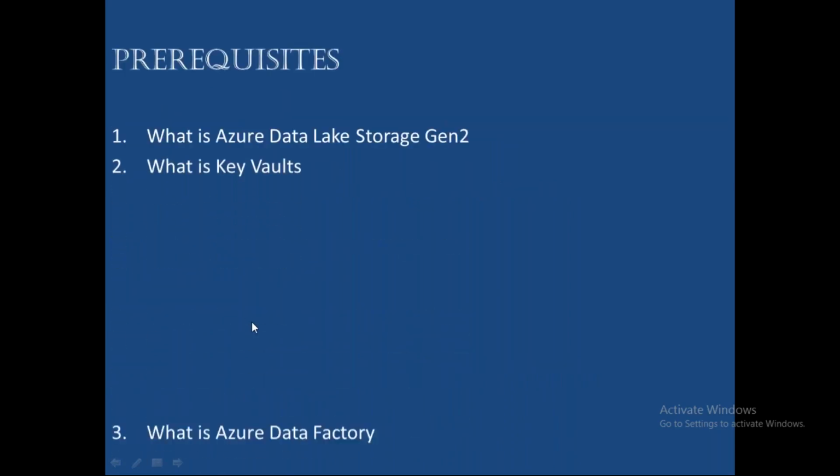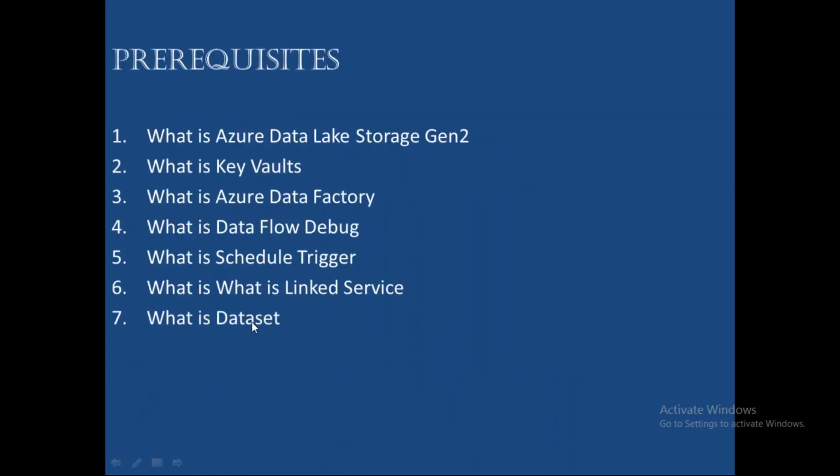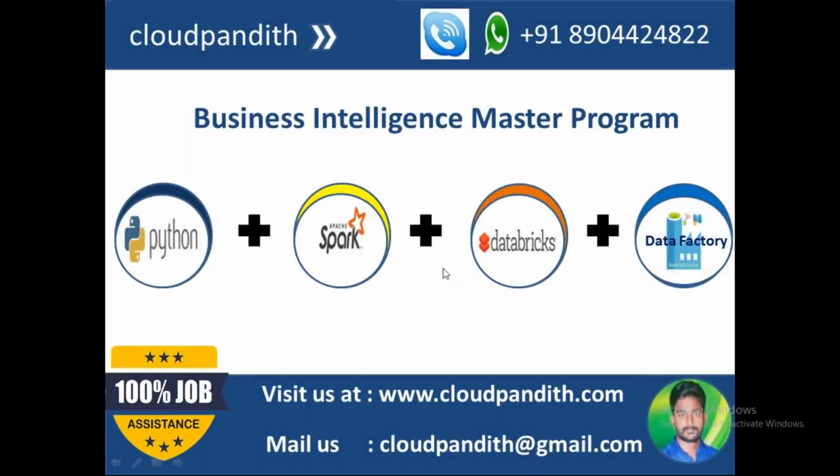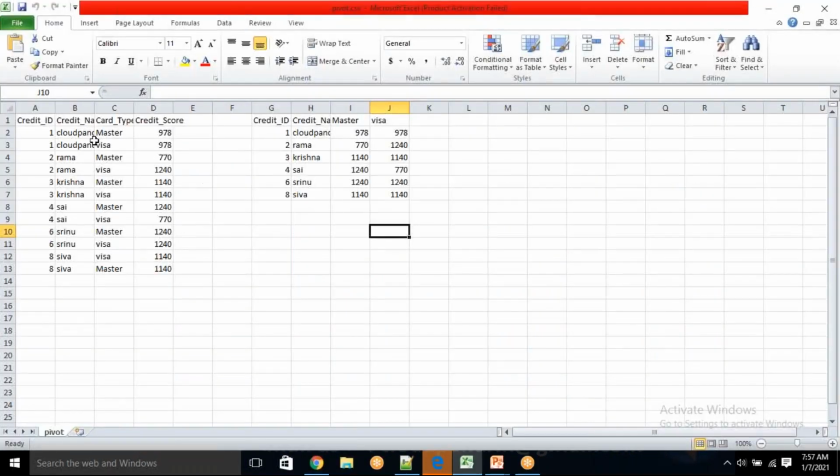Next, the prerequisites: data lake storage, key vault, all these things we are aware of. Let's talk about the required resources: data lake storage Gen2, key vault, data factory V2. These are the required resources, so I'll go and create these three resources. Clear? Before I go, I have already shown you, right? This is my data, and this data will be converted like this.